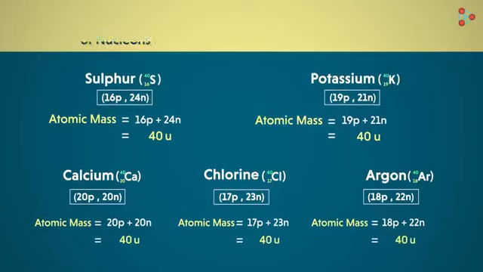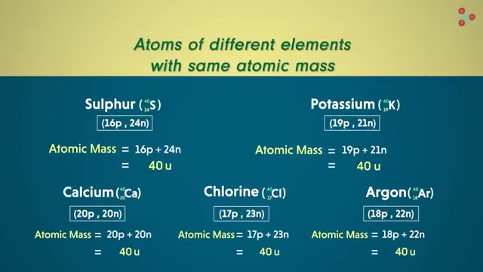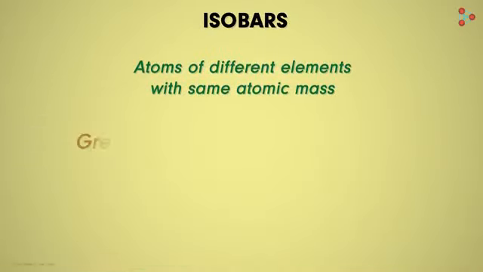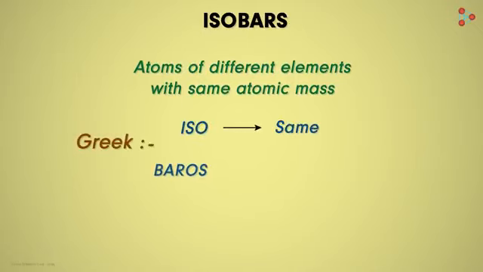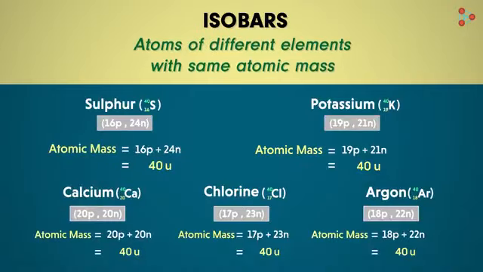Such atoms, or rather isotopes of different elements having the same atomic mass, are called as isobars. The term arises from Greek, iso meaning same and baros meaning weight. Remember, if we consider 2 isobars, the number of protons and number of neutrons in each case will be different. But the total number of nucleons or the atomic masses will be the same.